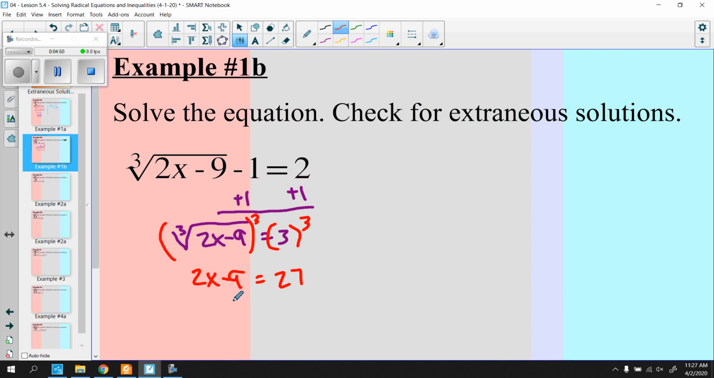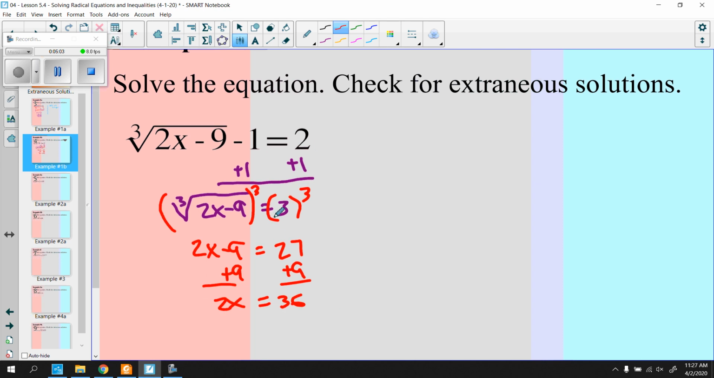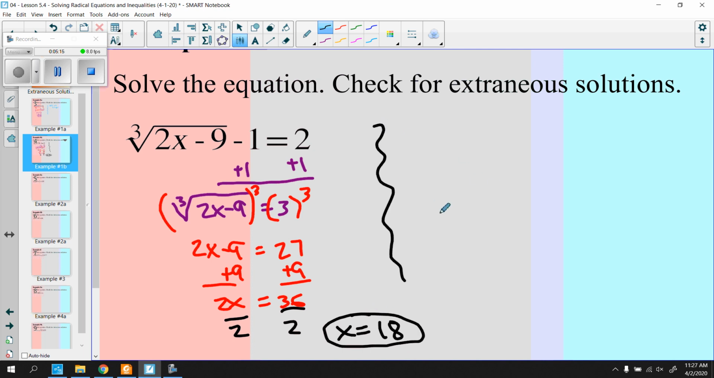equation, right? Just old school, middle school solving. Plus 9, 2x equals 36. We'll divide both sides by 2 here to get x equals 18.